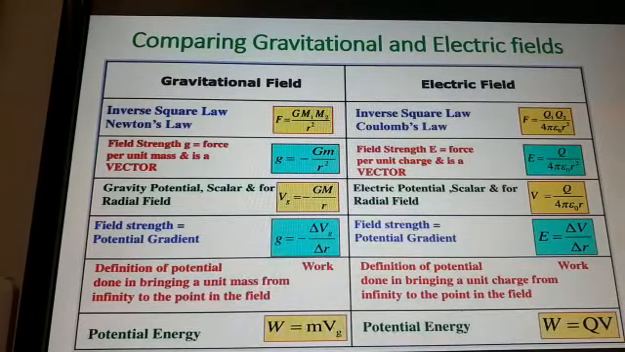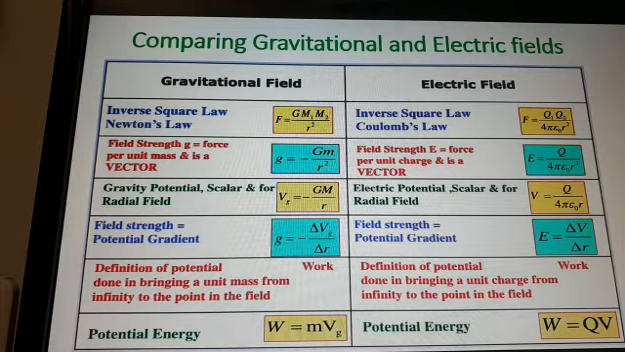Now comparing gravitational and electric field. Gravitational field is about the mass of the object and the electric field is about the charge. The gravitational field follows the inverse square law, and the electric field also follows the inverse square law. The gravitational force is F equals G m1 m2 by r squared. Gravitational force is directly proportional to the product of their masses and inversely proportional to the square of the distance between them. The capital G represents the universal gravitational constant.